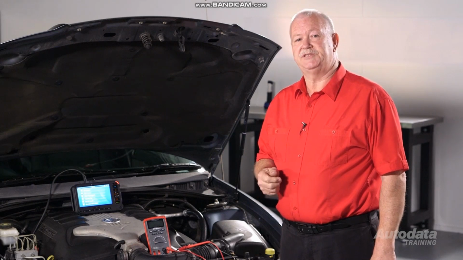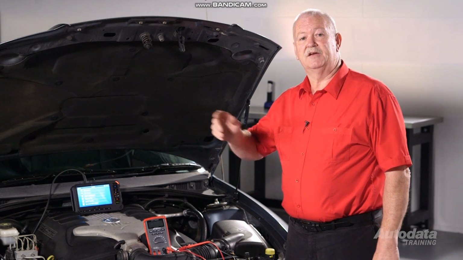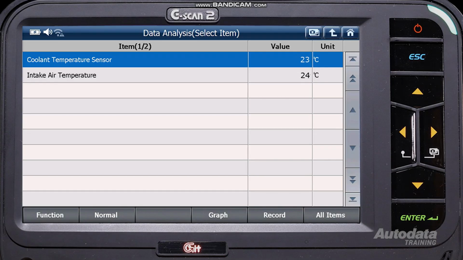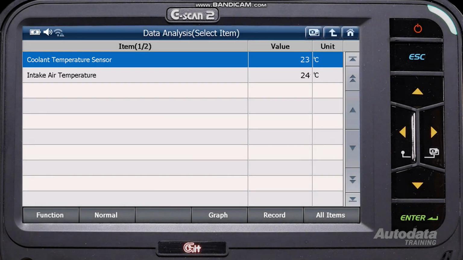When dealing with temperature sensors, there's a tip you can use if you've got a scan tool and the vehicle's been standing overnight or for an extended period of time. With the ignition on and the scan tool plugged in, I'll compare the readings of the coolant temperature sensor and the intake air temperature sensor. They should be within a couple of degrees of each other. This will help decide if one of the sensors is not reading accurately.